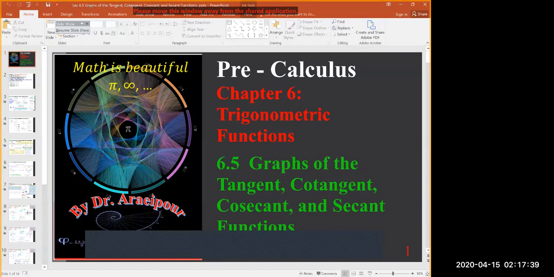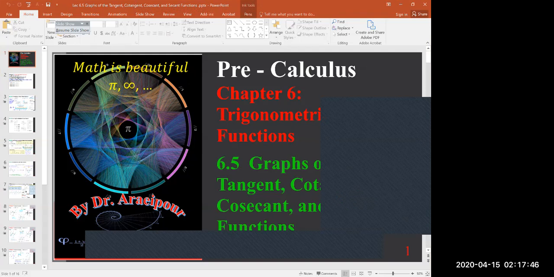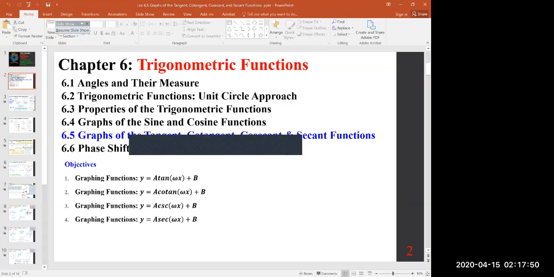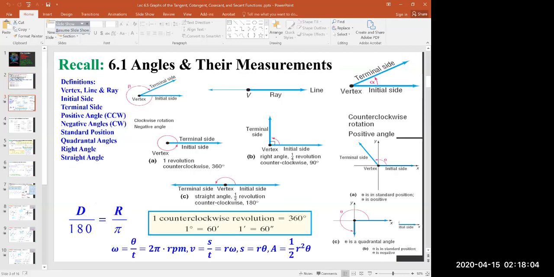All right, let's quickly see what we did, and what's coming up. All right, so we are looking at section 6.5. So we're going to look at the graph of the other trigonometric functions quickly, of course: tangent, cotangent, cosecant, and secant.